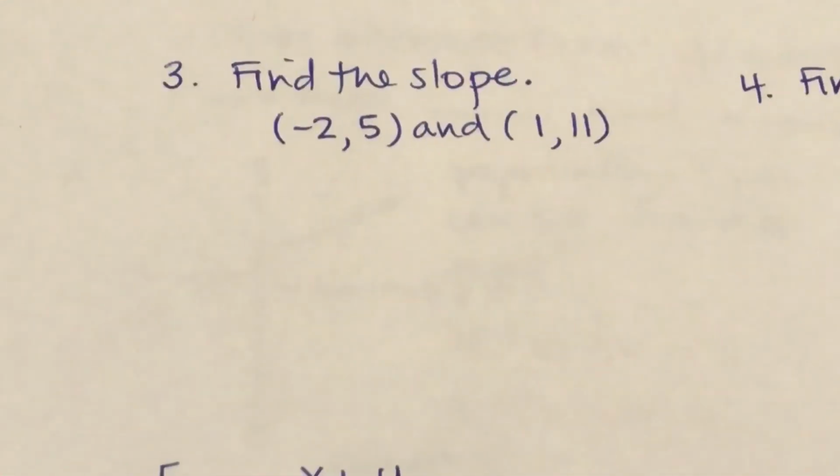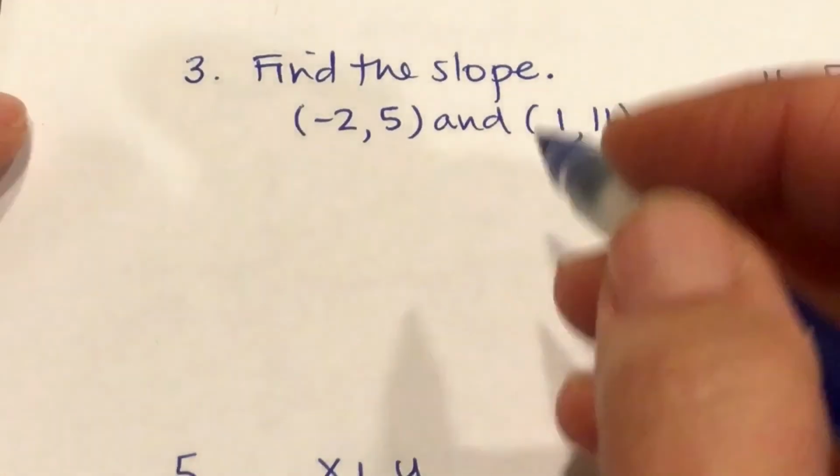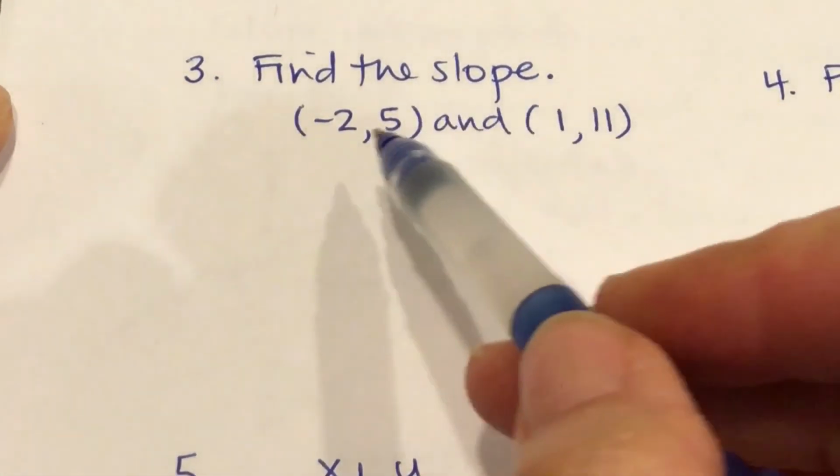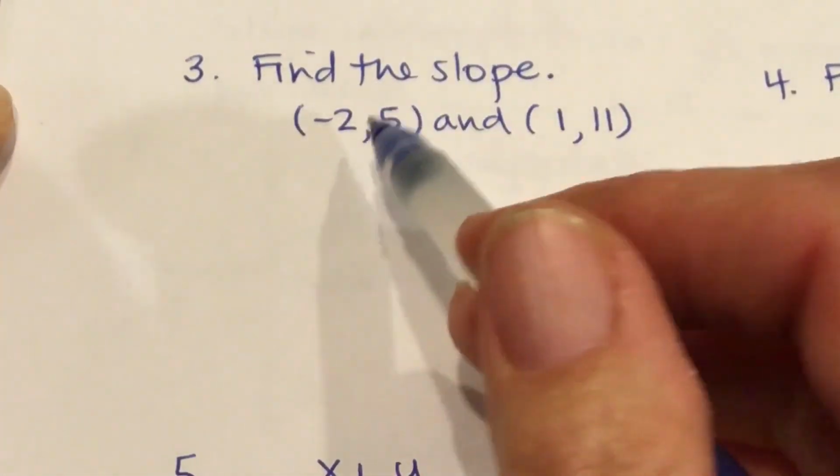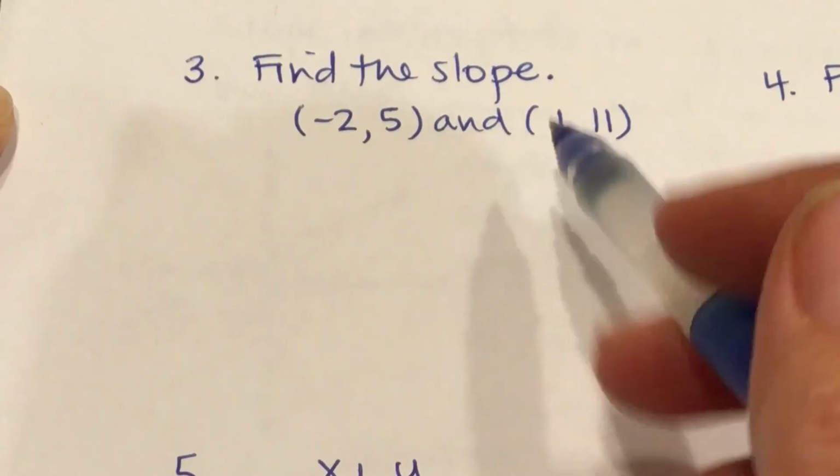All right, the next example here is to find the slope. We are given 2 points. We were given 2 points on a graph in our previous examples, and now we're just being given 2 points, and we have to figure out the slope.